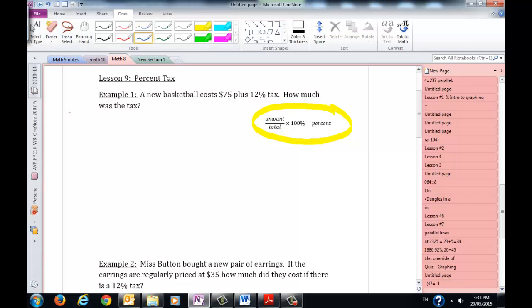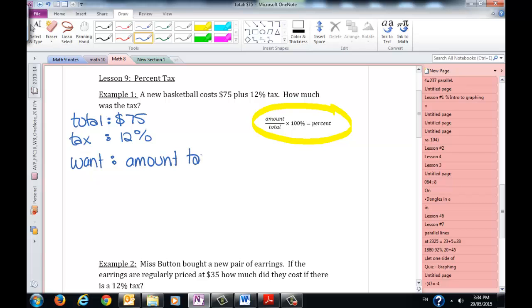All right, I know the basketball costs a total of $75. I also know the tax is 12%. I want to know the amount of the tax. And now I can simply go ahead and start putting things into my formula.